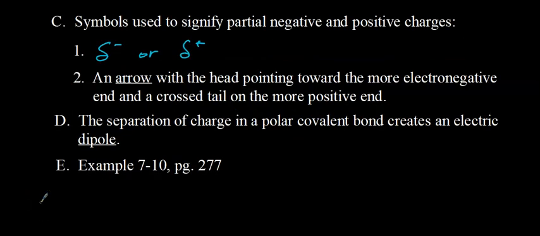The separation of charge in a polar covalent bond creates something called an electric dipole or dipole moment. So we'll get to that term in just a second. I'll have you fill that out in the notes. Take a look on page 277, example 7.10. So we have some different bonds to look at: fluorine-fluorine, fluorine-chlorine, fluorine-bromine, chlorine-bromine, and so on. And so whether a bond is polar and how polar it is depends on the difference in electronegativity.